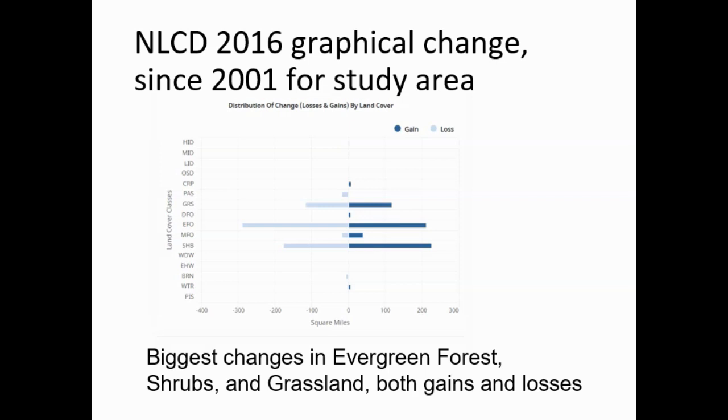The NLCD website has a lot of tools for exploring change over time. This one generates a report on change for the time period and geographic area of your choice. What we can see from this report is that the land use categories that changed most dramatically were evergreen forest, shrubs, and grassland.